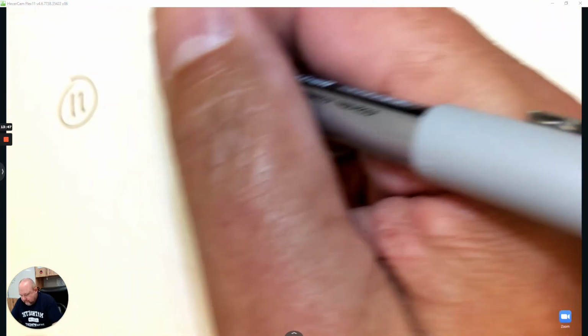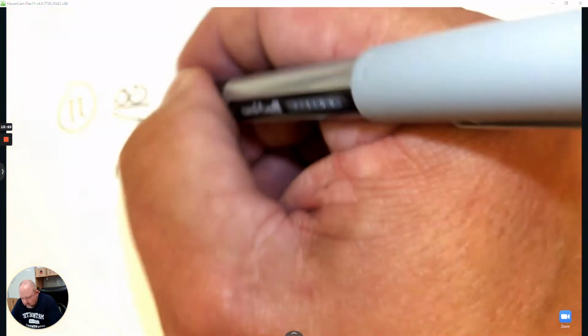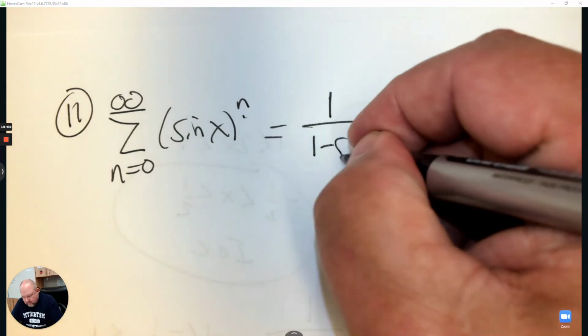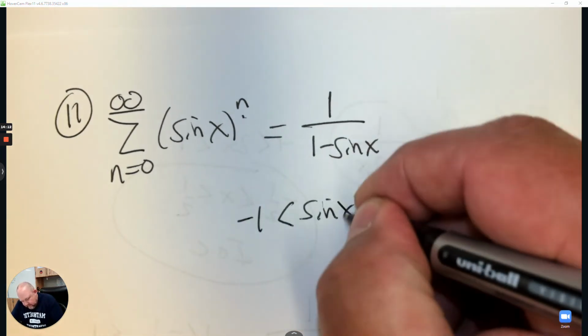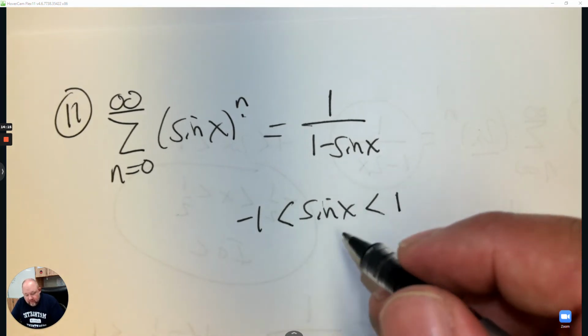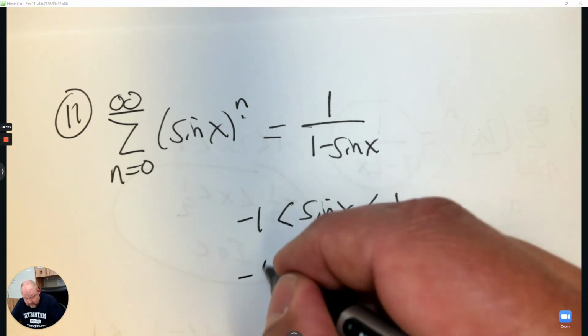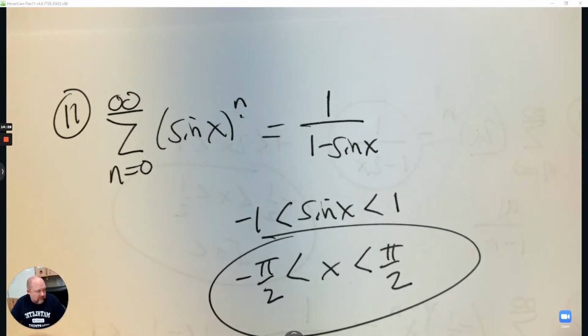Number 11. So plug in 0. Anything to the 0 is 1. And then 1 subtract sine x. To undo this, you have to do inverse sine. So inverse sine of -1, that's at the bottom of the unit circle or the top of the unit circle. It's between -π/2 and +π/2.